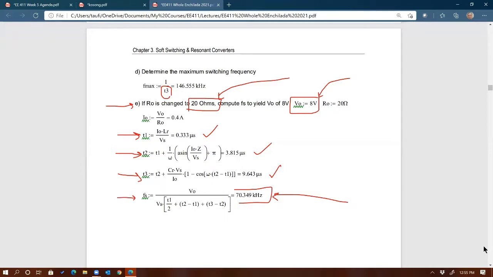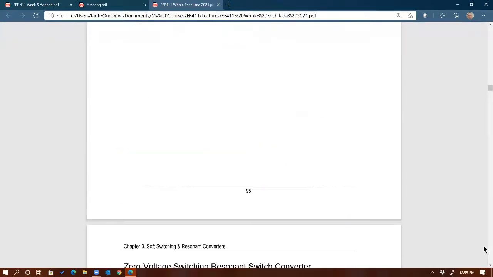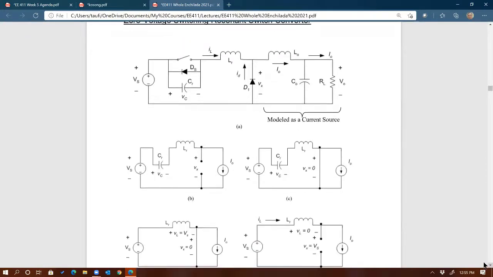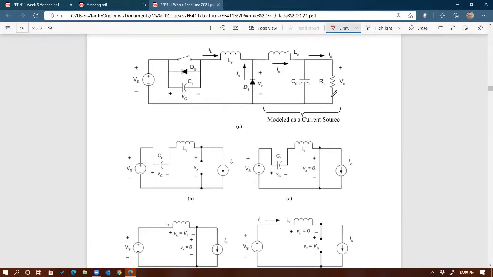No? All right. If not, let's move on to our next one. I'm going to go through this rather quickly. It's going to be the same type of assumptions, that we have the load side being modeled as a current source right here. So that's our assumption, just like before.